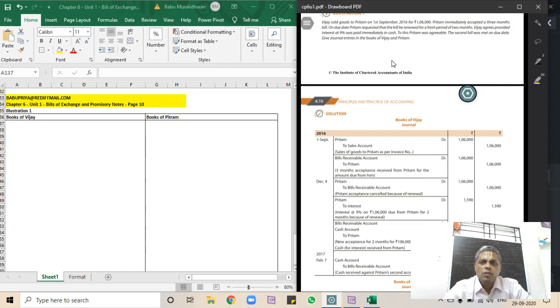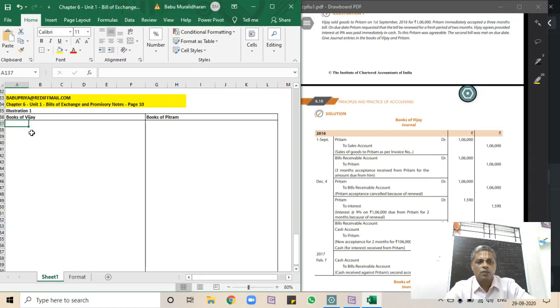Vijay is selling goods to Preetham. So Vijay is raising the bill, and then Preetham is accepting the bill, right? First, let's put the journal entry for sale of goods. Sale of goods is Preetham being debtors, Preetham account debit, sales account credit. So the amount is sale of goods for 1,06,000.